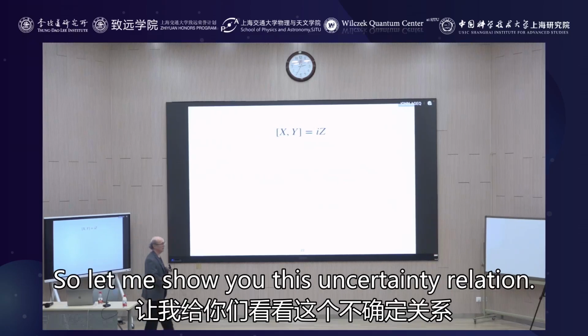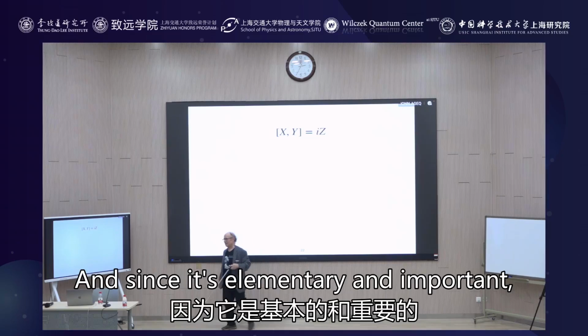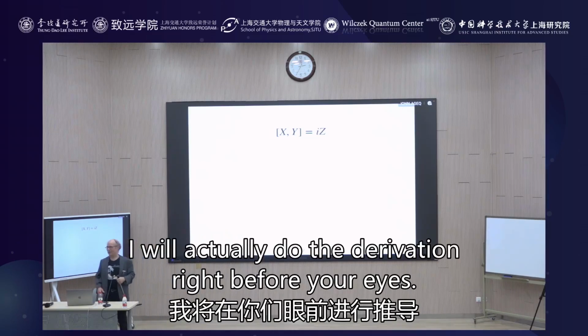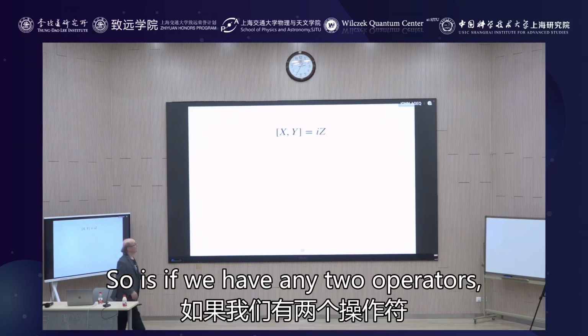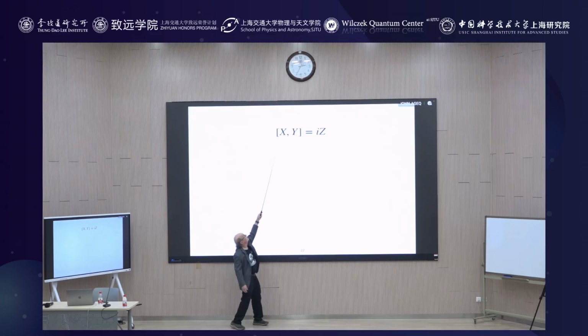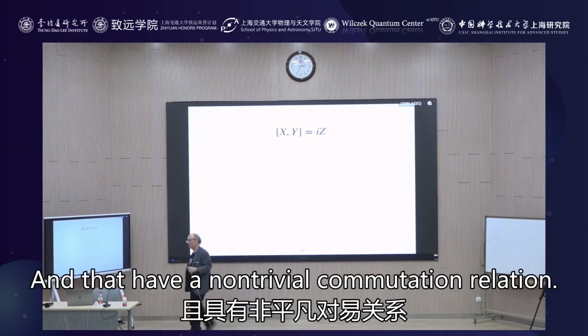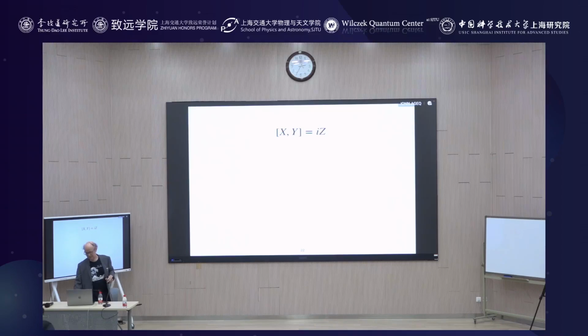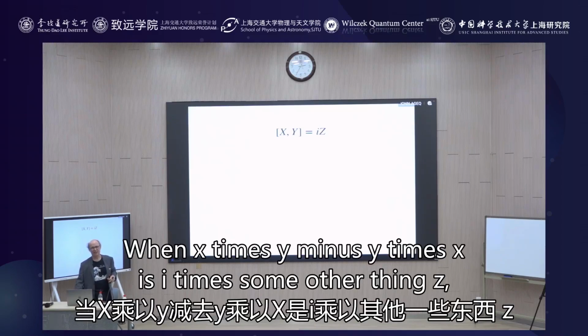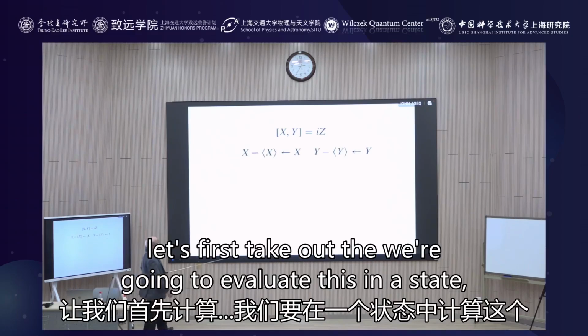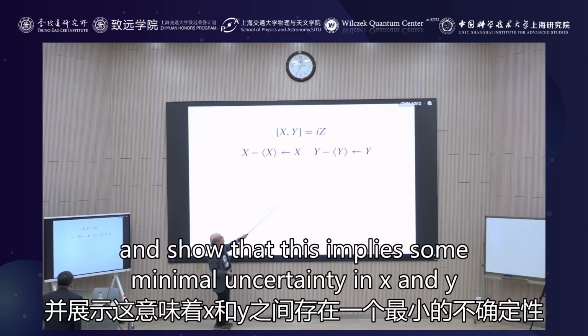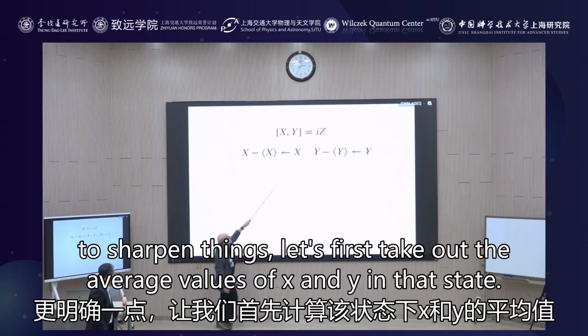So let me show you this uncertainty relation. And since it's elementary and important, I will actually do the derivation right before your eyes. If we have any two Hermitian operators, x and y, two observables if you like, that have a non-trivial commutation relation, so that x times y minus y times x is i times some other thing z, we're going to evaluate this in a state and show that this implies some minimal uncertainty in x and y. So to sharpen things, let's first take out the average values of x and y in that state.